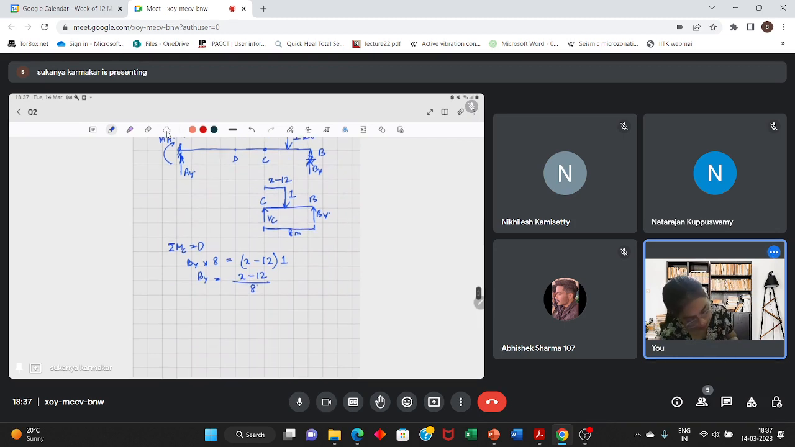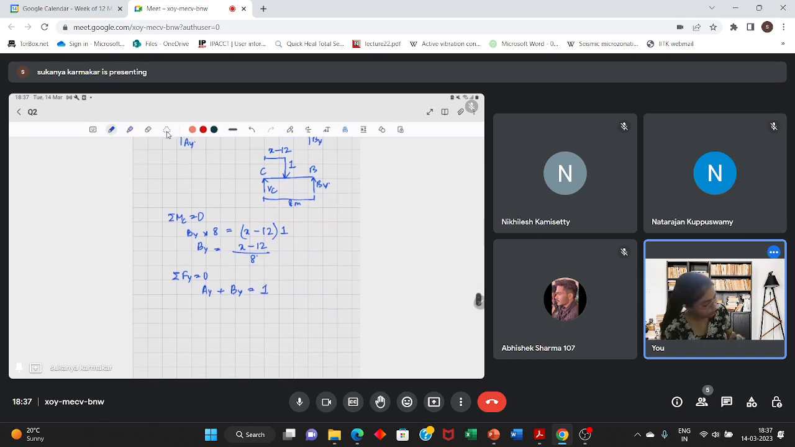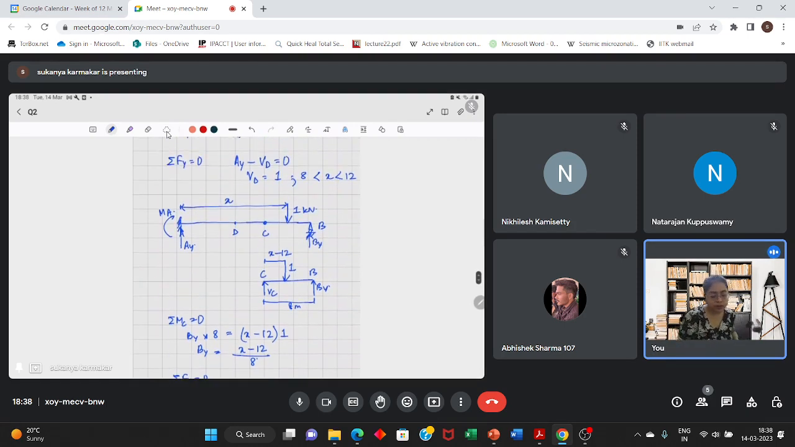Now, summation of force in y direction is equal to 0. So, Ay plus Vy is equal to 1. So, Ay is 1 minus (x minus 12) by 8. So, that is equal to (8 minus x plus 12) by 8. So this is nothing but (20 minus x) by 8. Okay. Now you have an equation for Ay.